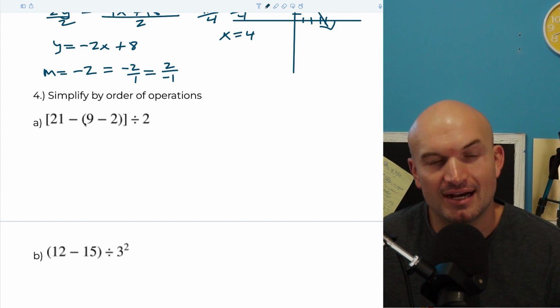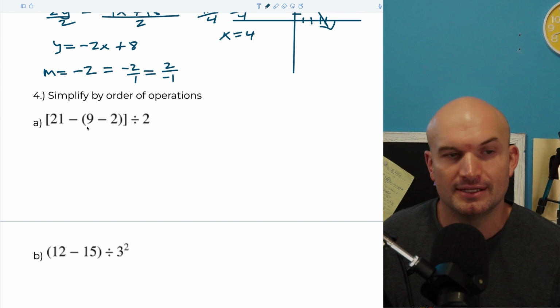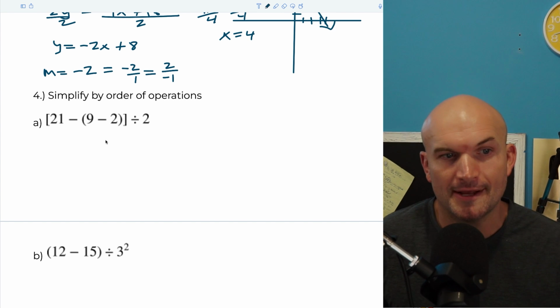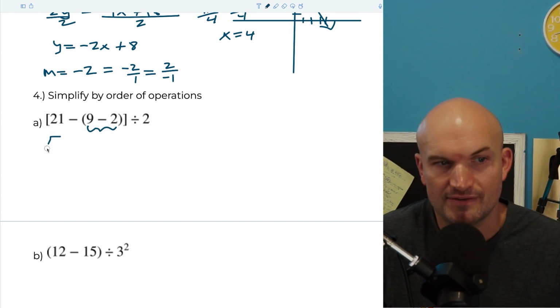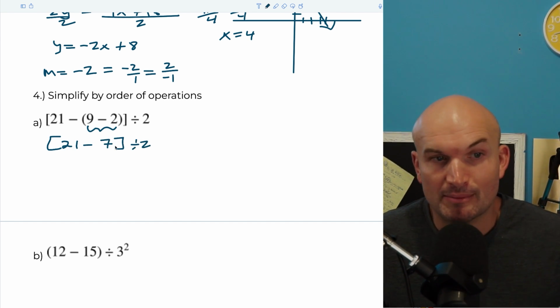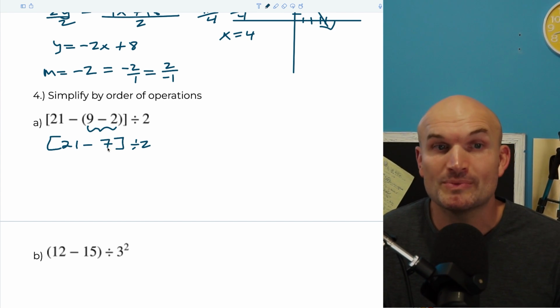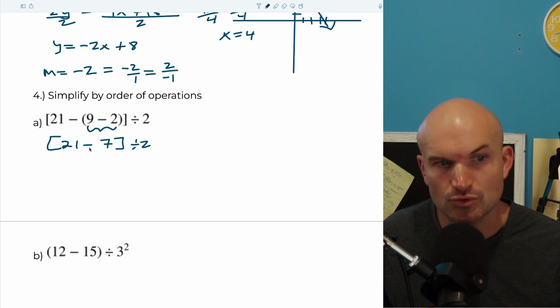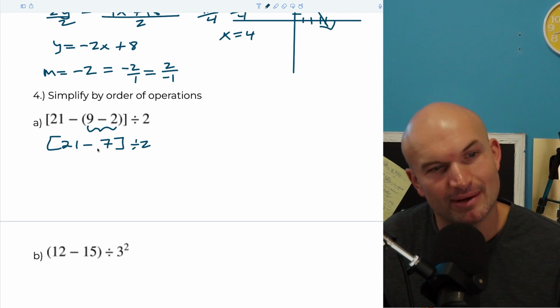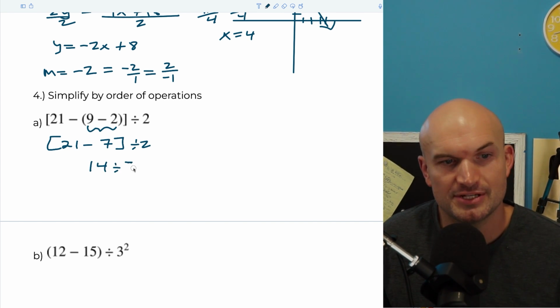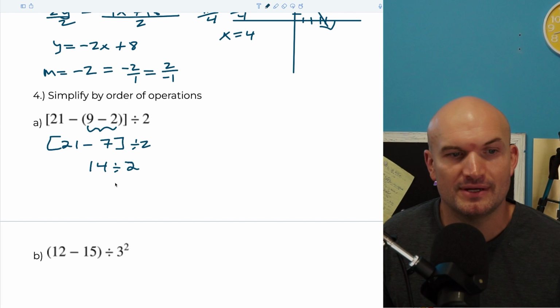So whenever you have an order of operations with multiple parentheses or grouping symbols, always do the innermost one first. Okay. So you can see in this case, I have a 9 minus 2. So 9 minus 2 is going to be 7. So therefore I have 21 minus 7 divided by 2. All right. Now, again, remember the first part of PEMDAS or GEMDAS, whatever, is doing those grouping symbols, those parentheses. So 21 minus 7 is going to be 14. So therefore I have 14 divided by 2. And now 14 divided by 2 is going to be 7.